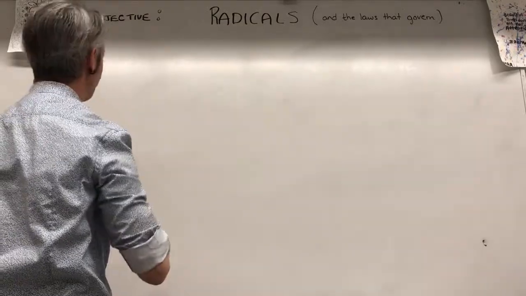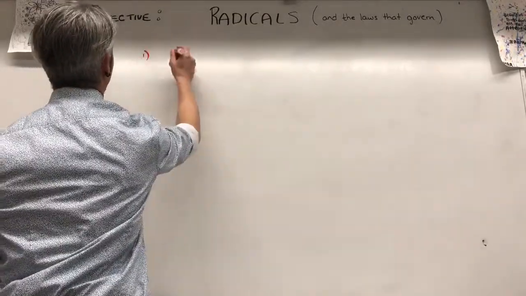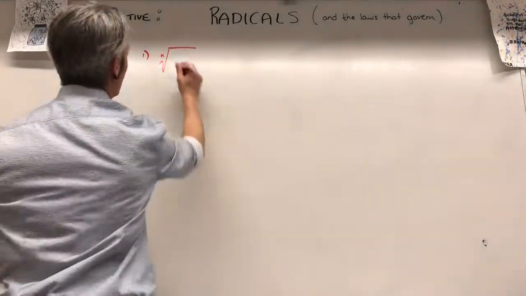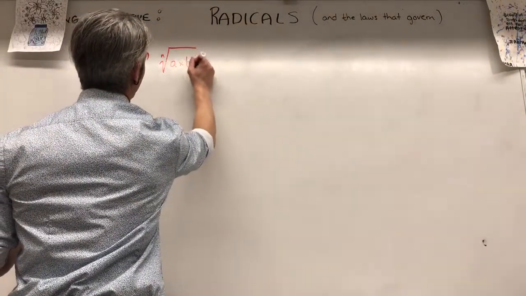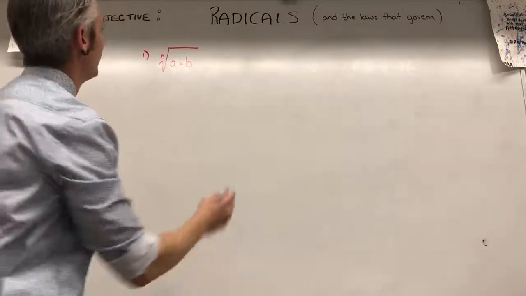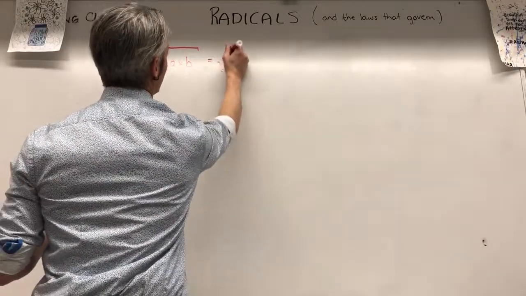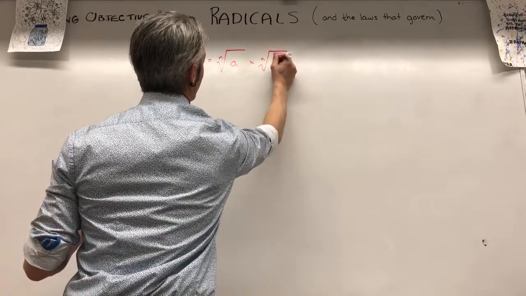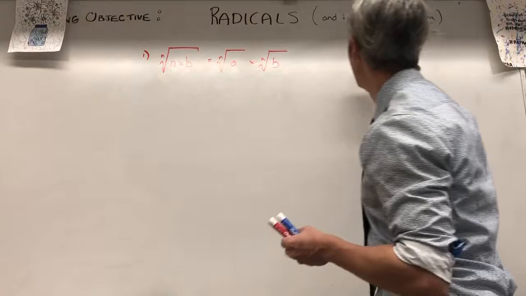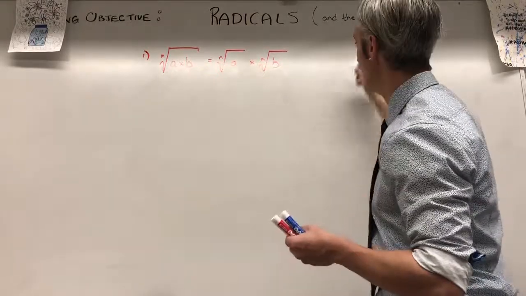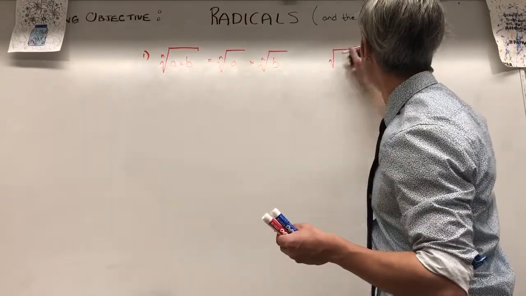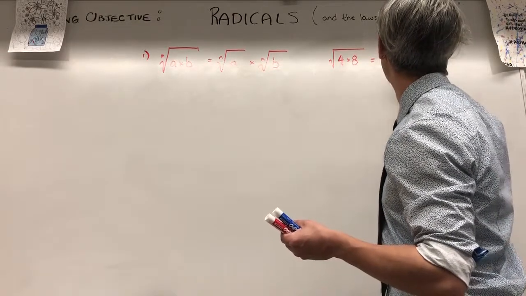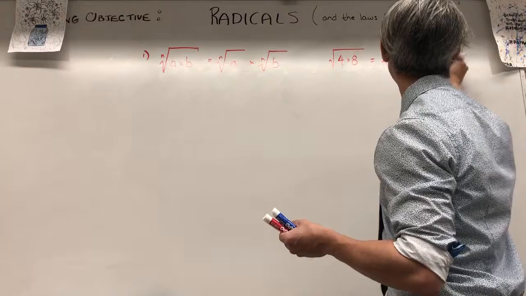So the first law of radicals tells us that if I take the nth root, any root, of a number a times a number b, I can split that up into the nth root of a multiplied by the nth root of b. What does that look like in real life? That would look like the square root of 4 times 8 is the same as the square root of 4 times the square root of 8.